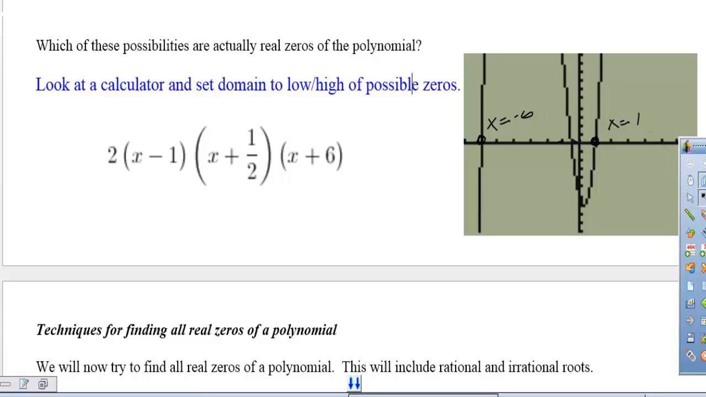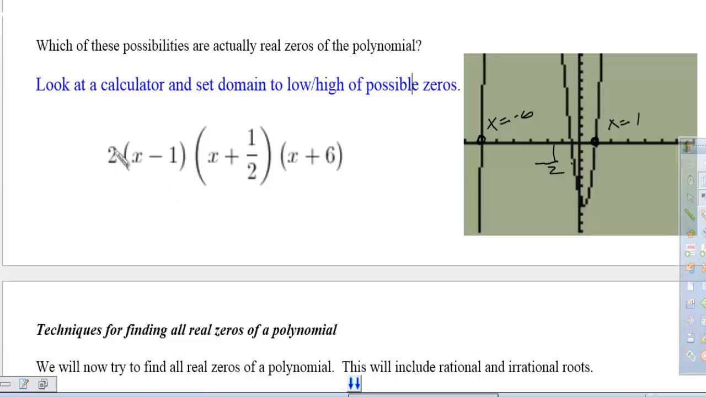Well, if you go back up to your list of possible values, the only one that even falls between -1 and 0 is -1/2. So that must be it. And then we'll just go ahead and write these out. So we have, if these are the zeros, then the factors are of the opposite sign. So an x plus 6, x plus 1/2, x minus 1.